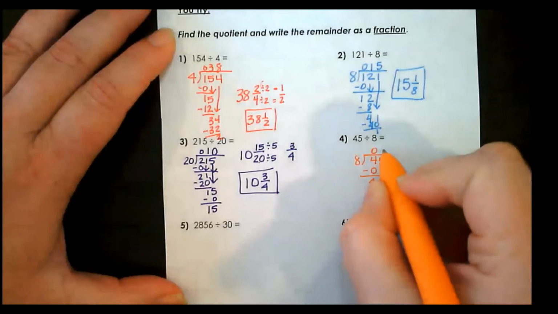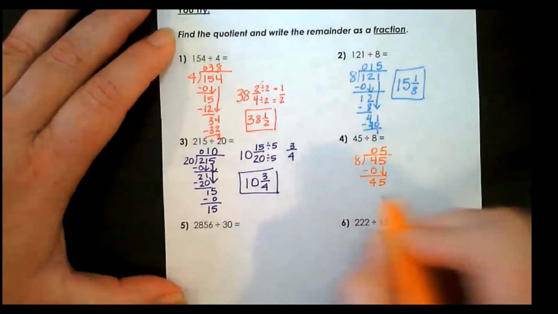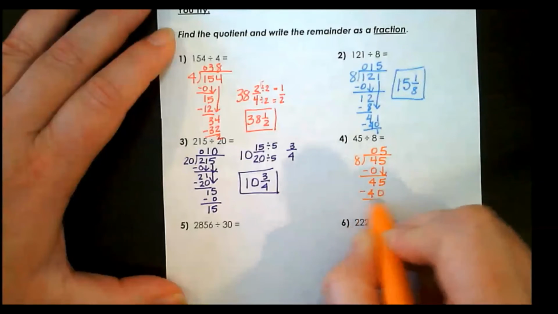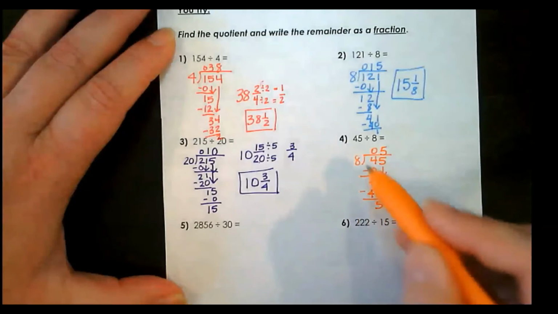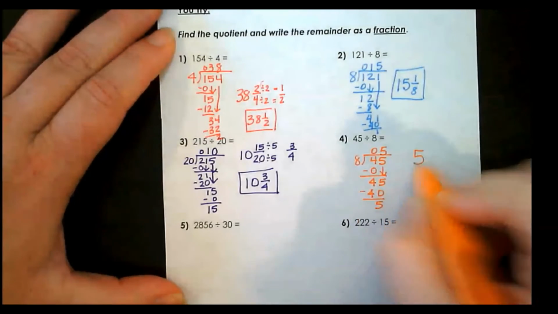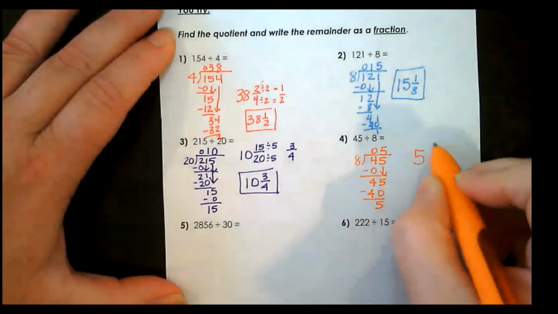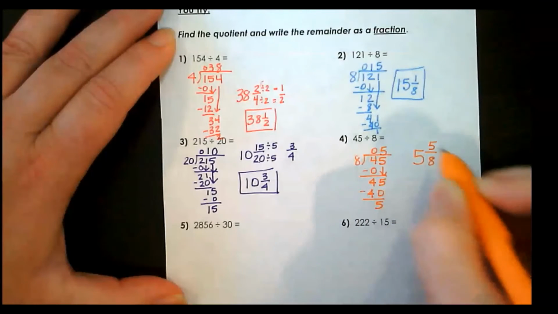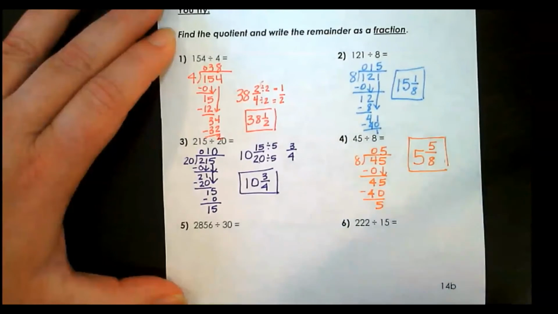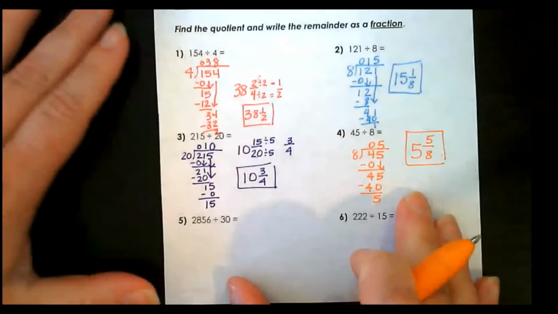8 goes into 45 5 times. 8 times 5 is 40. When I subtract, I get a 5. So 8 goes into 45 5 whole times, with 5 left over when I needed 8 to make another whole group. Let's go on to number 5.